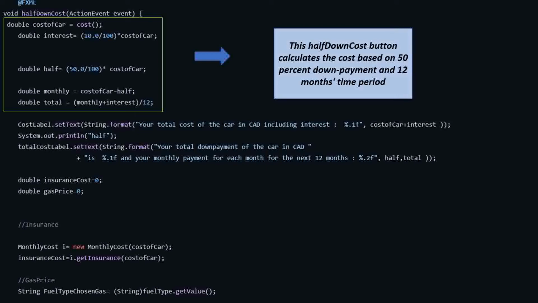Now let's take a look at the background calculations that take place when the user clicks on the 50% down payment plus 12 months of financing option. When the user clicks on this option, the half down cost method is called. In this method, we calculate the total cost of the car by adding up the 50% down payment and the amount which the user has to pay monthly, including the 10% interest rate.